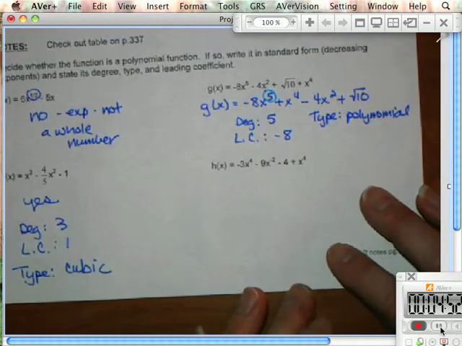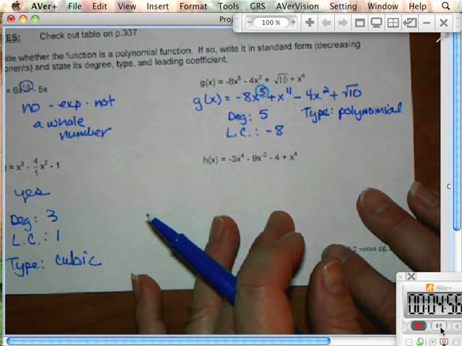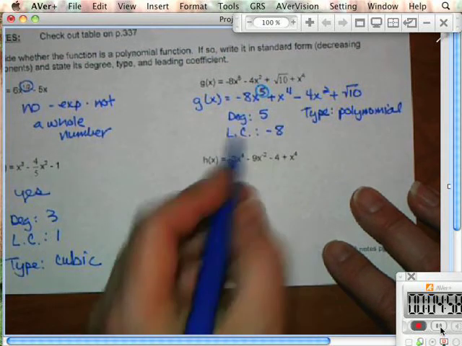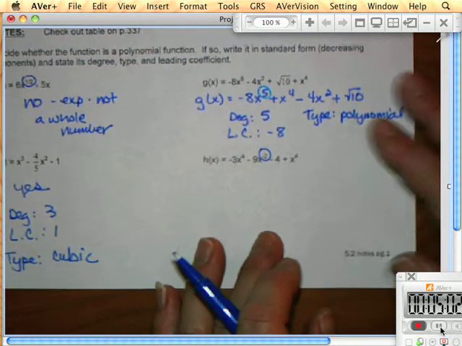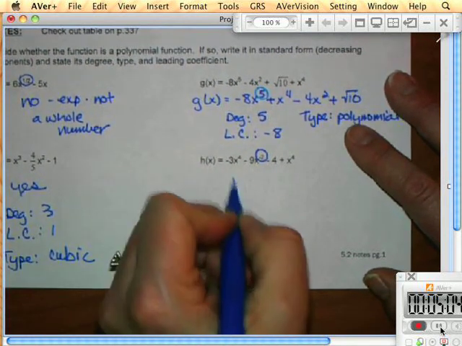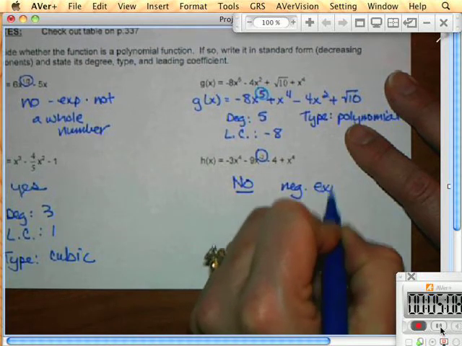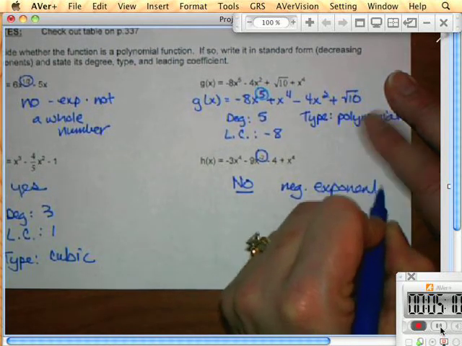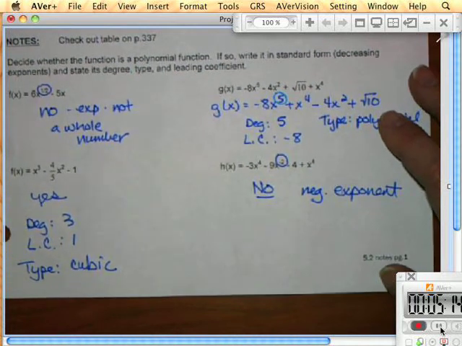Okay, take a look at this one here for a second, see if you notice whether it is a polynomial or not. And notice that this exponent is a negative 2, so that makes it not a polynomial function. Negative exponent. All right, so that's identifying whether it's a polynomial function or not.